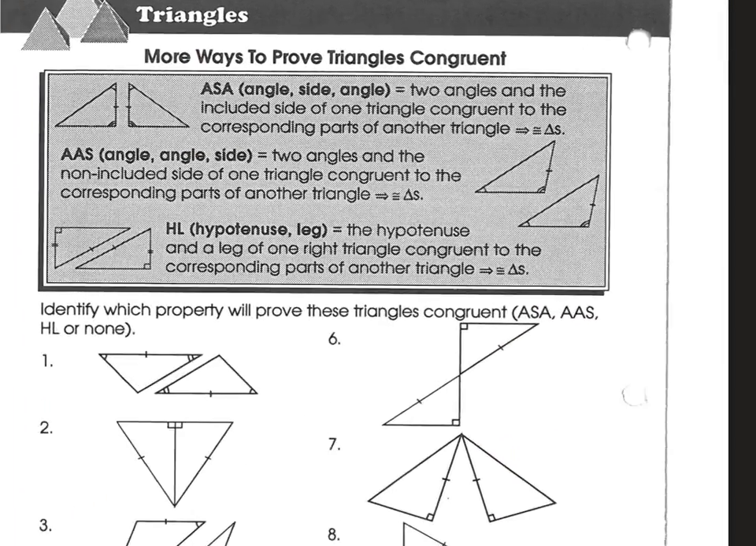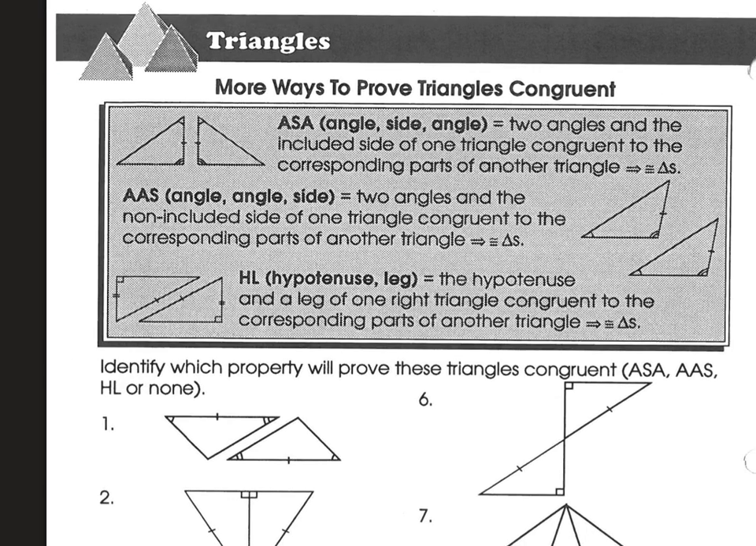So here we are. Now we're going to focus in more on the angle side angle, angle angle side, and hypotenuse leg congruence theorems. So angle side angle means two angles and the included side of one triangle are congruent to the corresponding parts of another triangle. The triangles are congruent. And then angle angle side says that two angles and the non-included side, so the side isn't between the two angles. And what this really tells me is if you know two angles are congruent between two triangles and at least one side, whether it's between the two angles or not between the two angles, you can prove those two triangles are congruent.